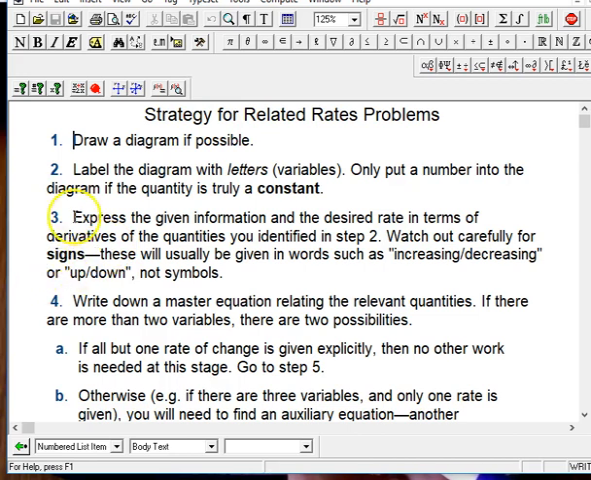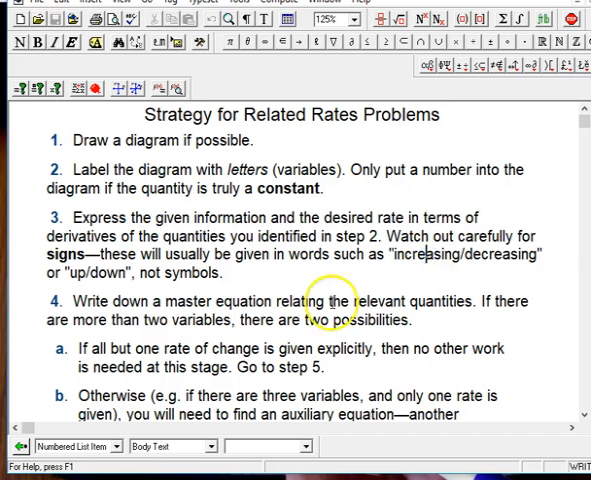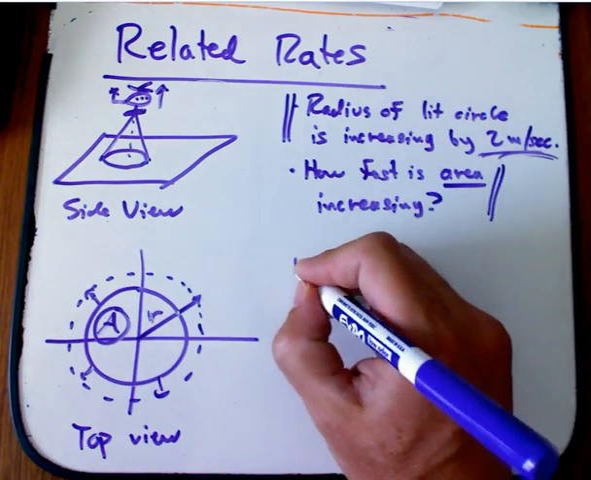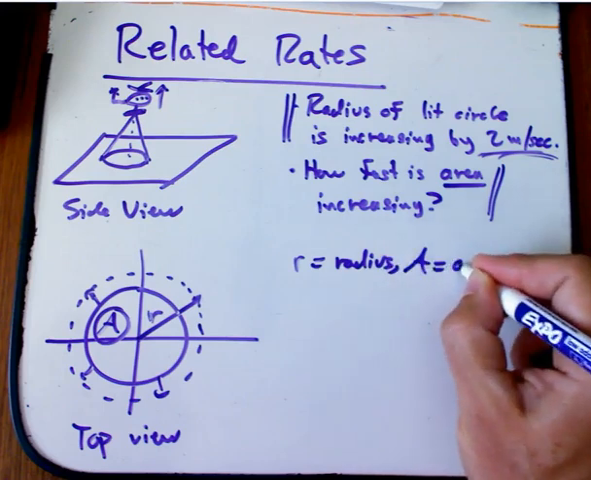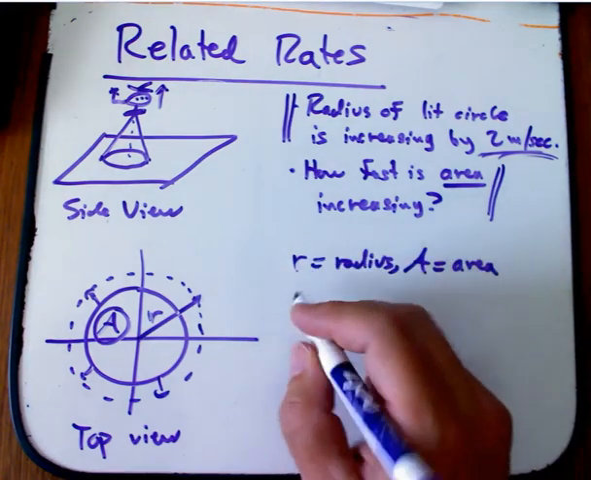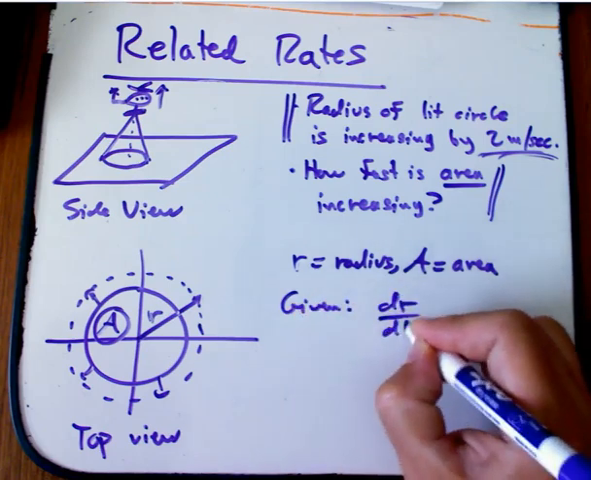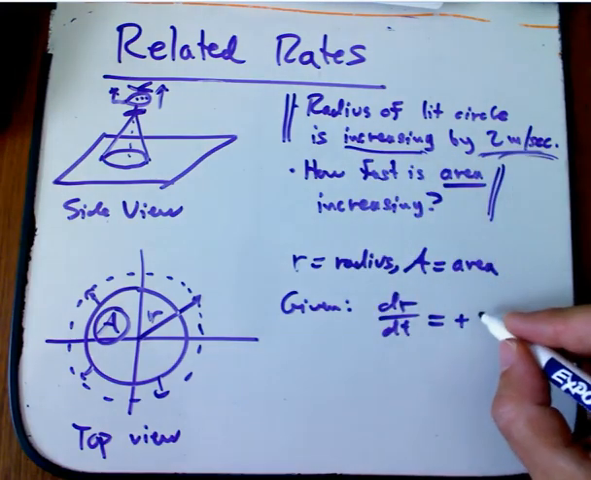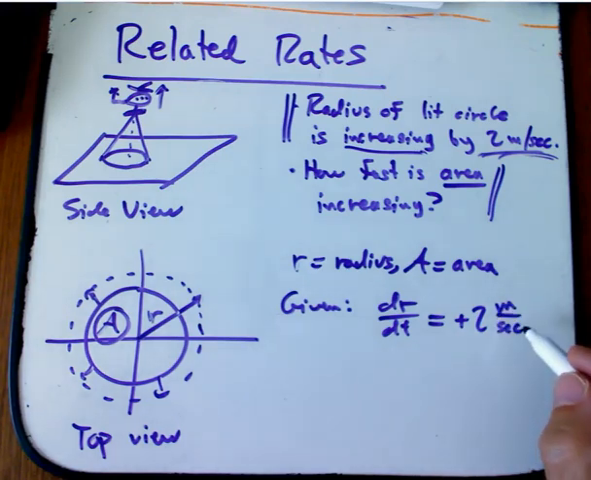Now express the given information and the desired rate in terms of derivatives, and look for increasing or decreasing. So let's go back. R is the radius. A is the area. And we're given that dr/dt is increasing by 2 meters per second. So that's plus. I'm going to emphasize the plus, even though we don't usually write that. Plus 2 meters per second. Make sure you're paying attention to the units.